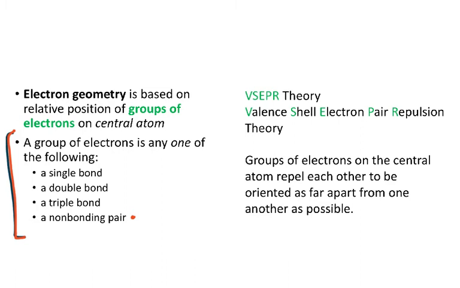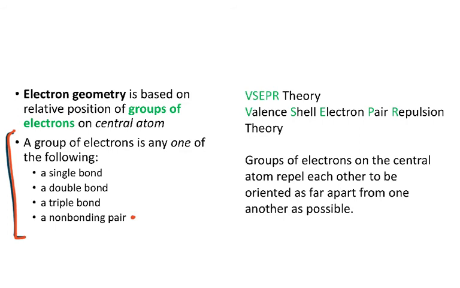So this is important, because we have a theory, which again is a model or explanation of why things are the way they are. And this is called valence shell electron pair repulsion. We call it VSEPR for short, even though the S and the P are swapped. Anyway, it's VSEPR, okay? We call it VSEPR theory.